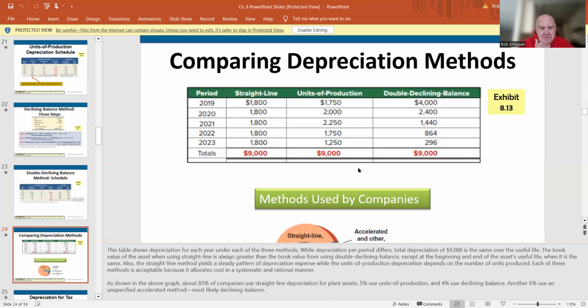And here we're just comparing the methods. They all depreciate the same amount after 5 years, but straight line is $1,800 a year, nice and easy. Units of production varies based on the actual units, the actual shoes inspected. And double declining balance, you're going to start with a big number and work your way down to a little number.